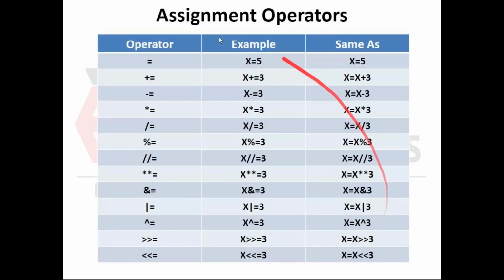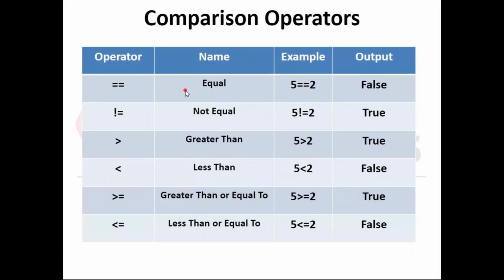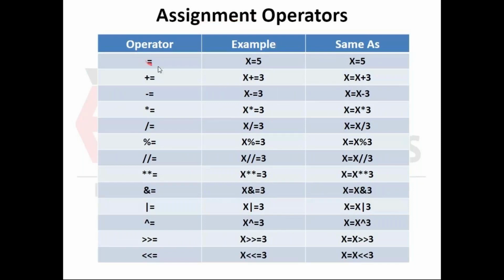Now we have the assignment operator. Basically, we have only one assignment operator in the basic form, and the rest are combined with other operators, like arithmetic and logical operators. Only one operator is there for assignment, which is equals to. So far we have already used this assignment operator to assign values. If you want to assign any value to a variable, you use the equals to operator.